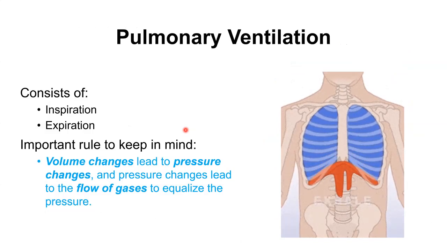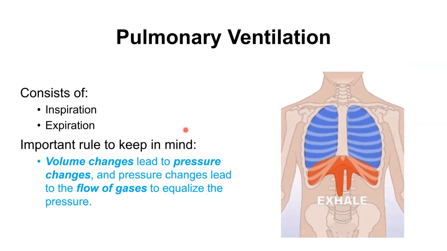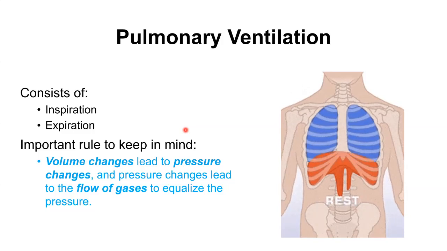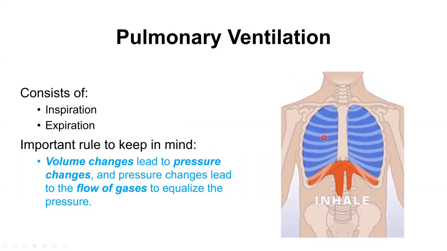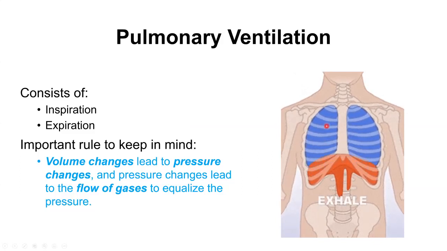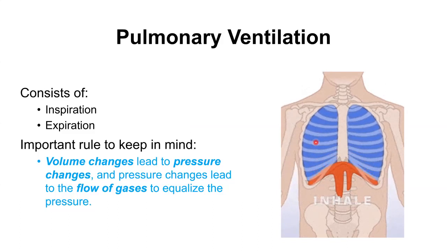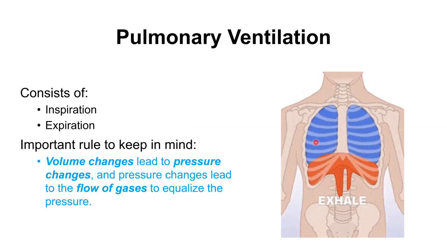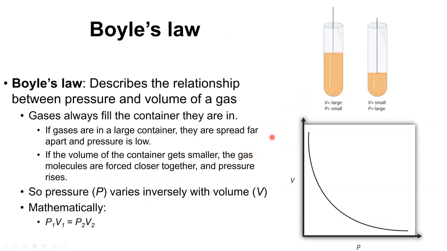And a very important rule to keep in mind as we discuss this is that volume changes. So as we change the volume in the lungs, that's going to lead to pressure changes in the lungs. And this pressure change in the lungs is then going to lead to the flow of gas in order to equalize that pressure. So let's talk a little bit about why this happens.